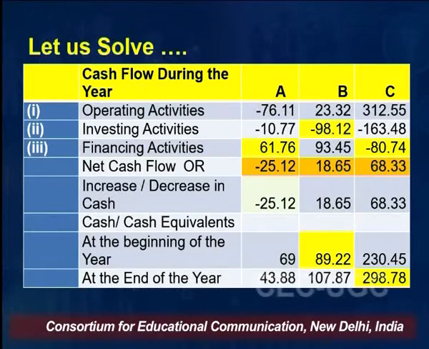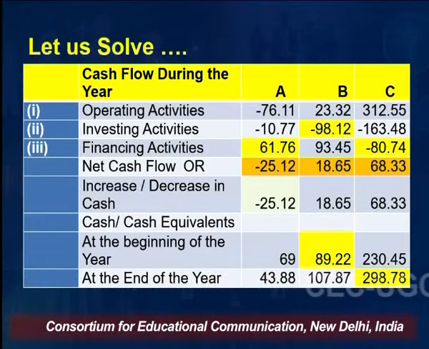Investing was negative, which means investment must have been made, and financing was positive, which means the company must have taken a loan. So for company A, the point of concern is that financing is positive, but investment is not in that proportion, it is negative, and there is an operating loss. So there is a possibility that the company might be managing its operating losses with the help of financing, which should not be done in any case.